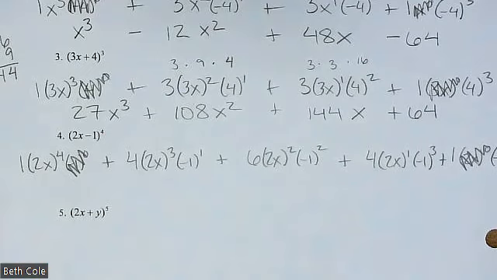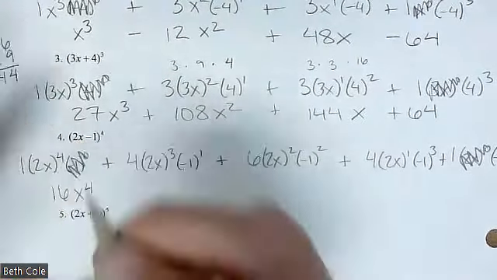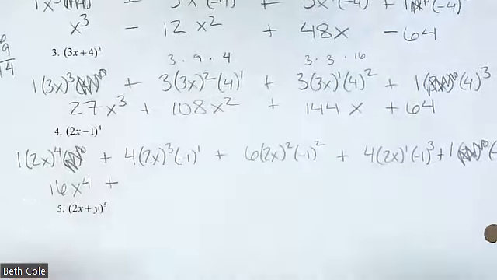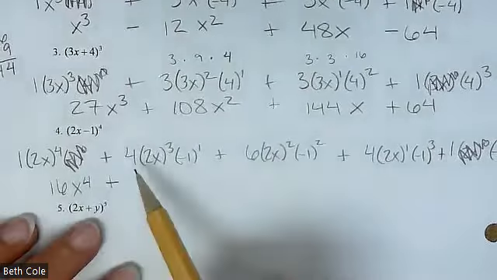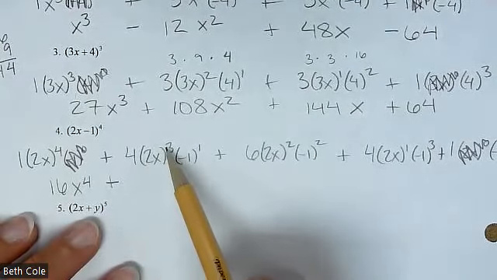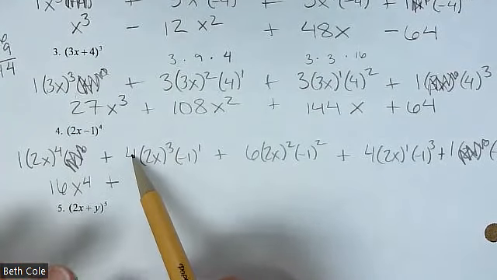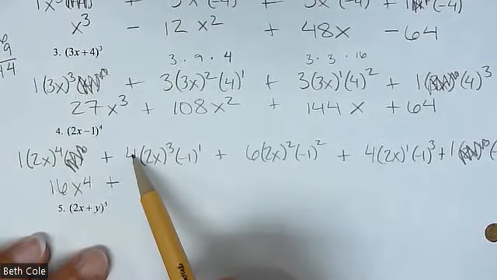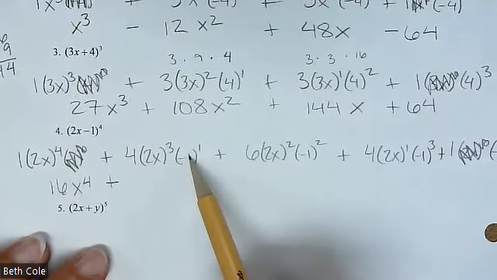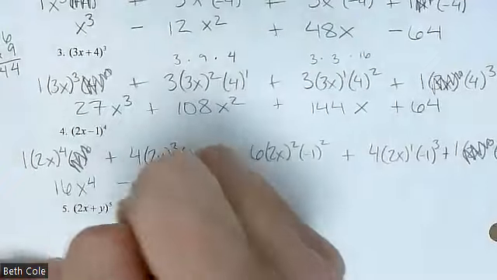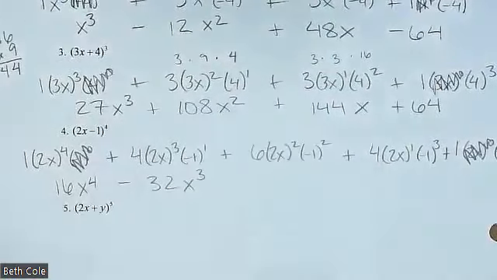Ooh, you kind of overshot it a little bit. 16. I think you just went a little bit far. 16x to the 4th. It's 2 times 2 times 2 times 2. I would count on my fingers. That's how I would do it. All right, now for this one, exponents first. 2 to the 3rd. 8 times 4 is 32, but it will be negative. So minus 32x cubed.